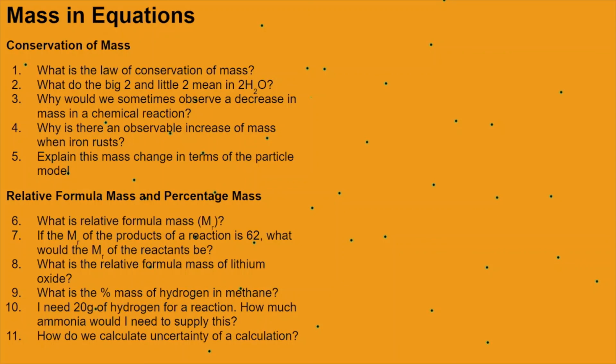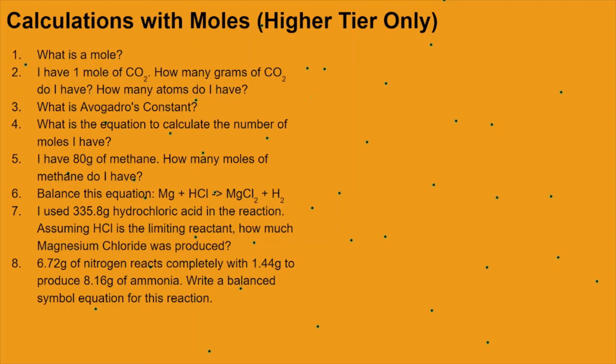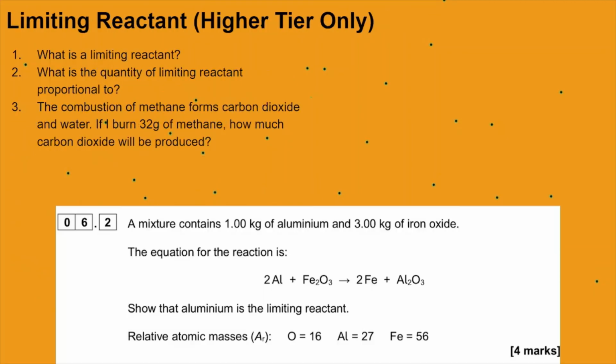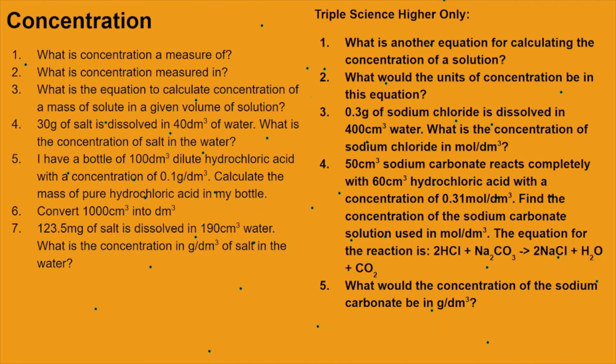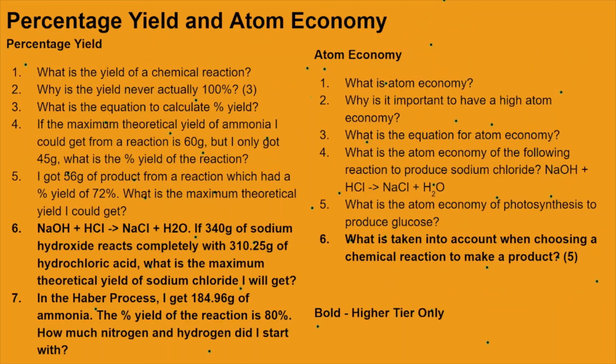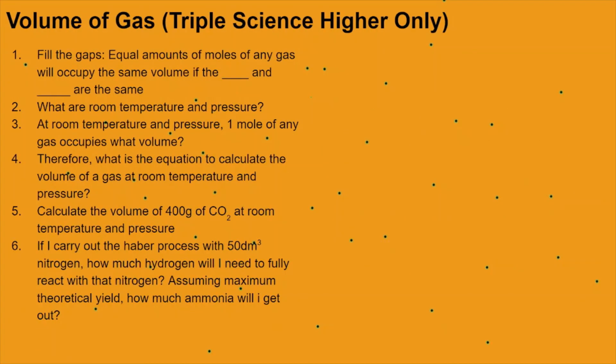So here's the mass, simple mass questions. Then we get onto moles, which are higher tier only. We have the limiting reactant, again, higher tier only. We have the concentration, which was everyone, but then obviously there's some triple science higher only ones as well. And then we have percentage yield and atom economy, where some questions are for higher tier only. And finally, for triple science only, we have the volume of gas.